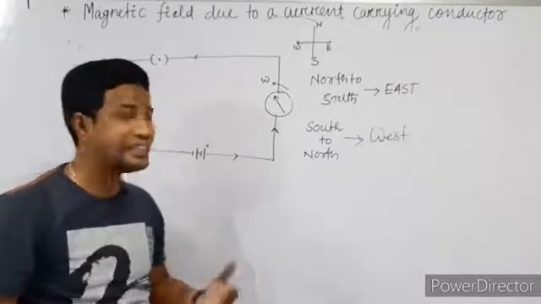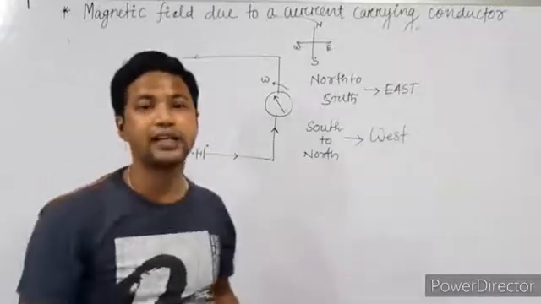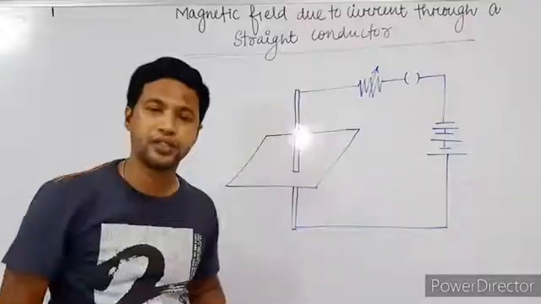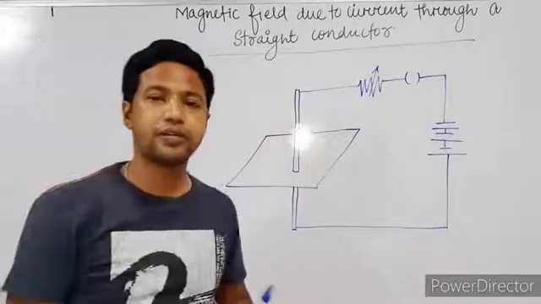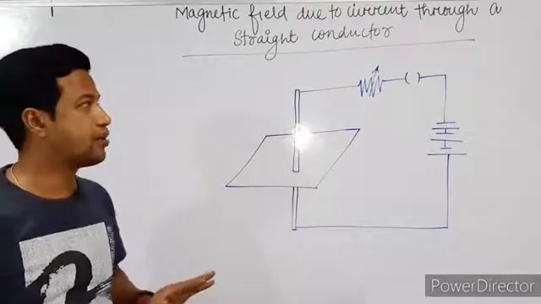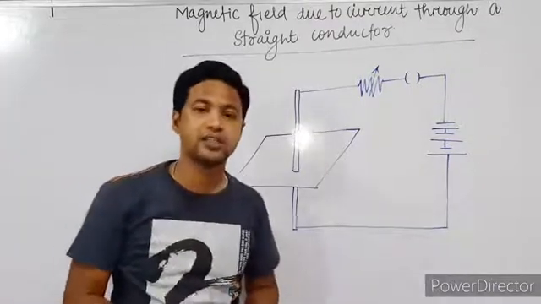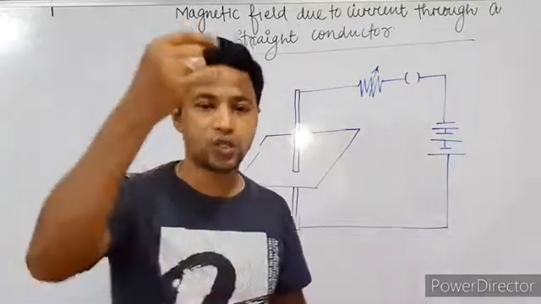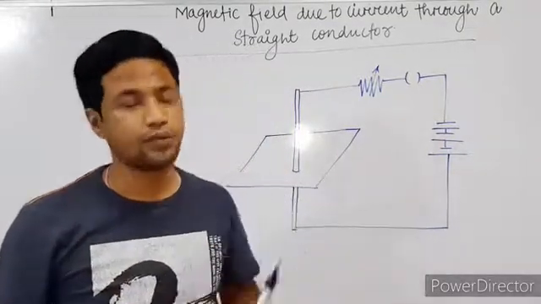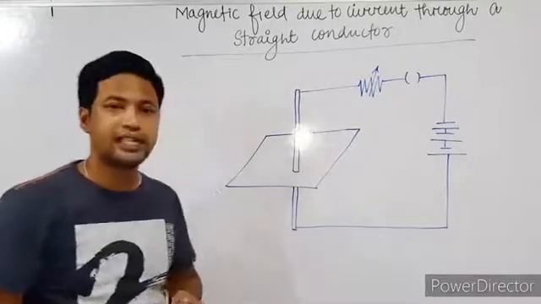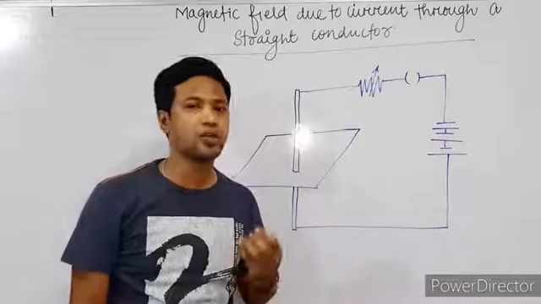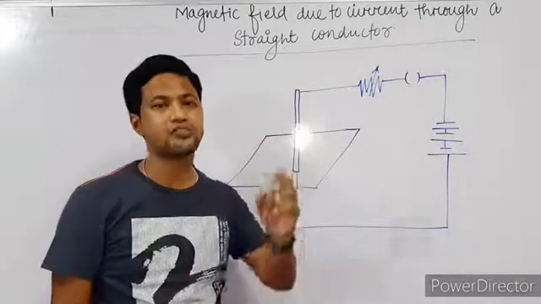In that topic you can easily find out how the magnetic field is created if I take a straight conductor. Here in this topic we are going to study how the magnetic field is created around a straight conductor. So what is a straight conductor? Suppose it is a straight copper wire through which current is flowing. So this is called a straight conductor. So I can easily find the direction of the magnetic field created around a straight copper wire or straight conductor.